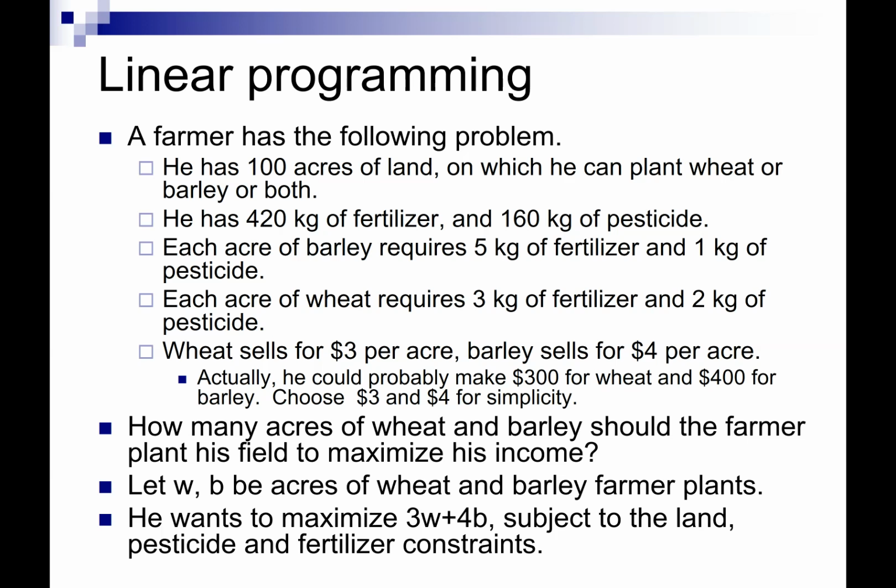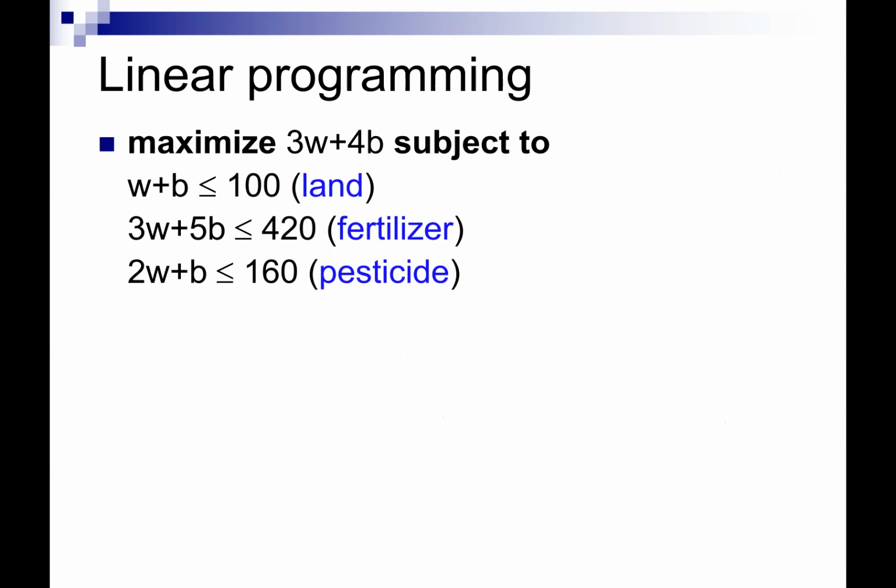Let's try to understand these constraints a bit better. Now we're going to summarize all of these constraints using these equations over here. The farmer is trying to maximize his profit, or rather his revenue, which is equal to 3 times W plus 4 times B. However, he is subject to these constraints, where the acres of wheat plus the acres of barley can add up to at most 100. That's how much land the farmer has.